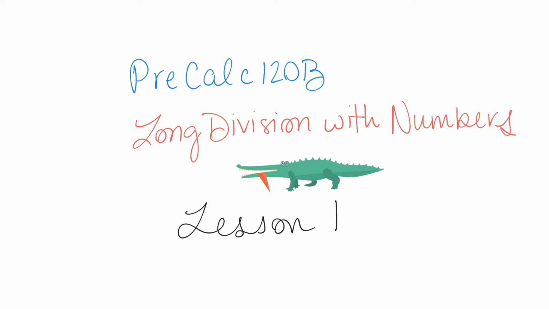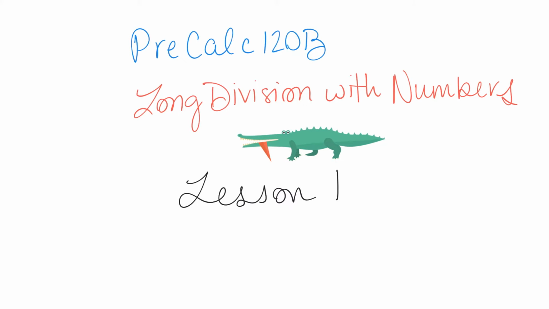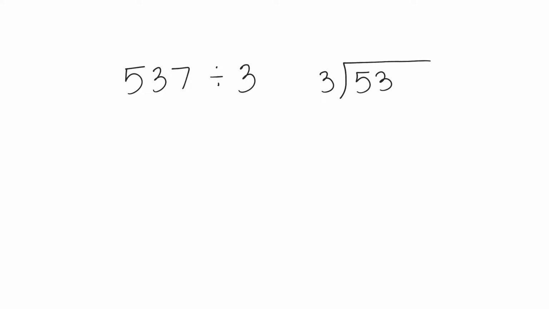Okay, we're going to quickly talk about how to do long division with just numbers. So remember, you're going to start with a problem that looks like this. We're going to say 537 divided by 3. So we start with our long division symbol, which is this, and the number you're dividing by is going to go on the outside, and the number you're dividing into is going to go on the inside.